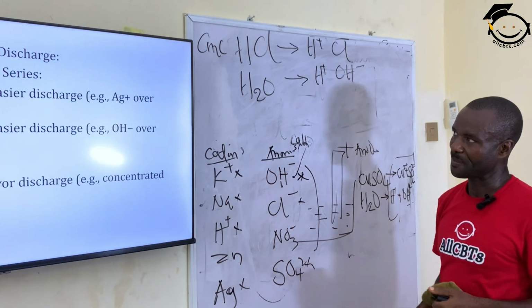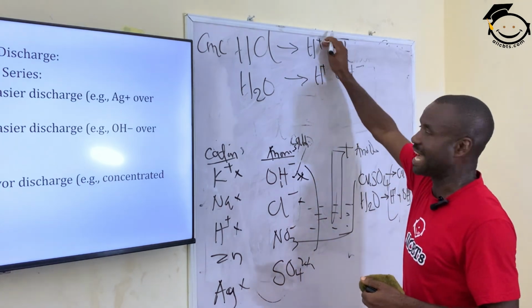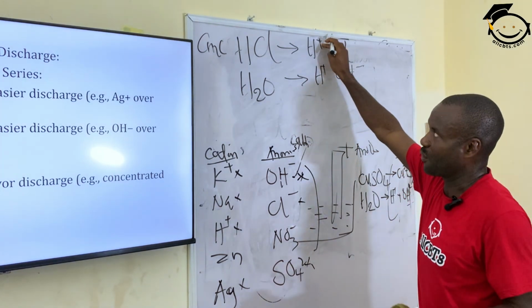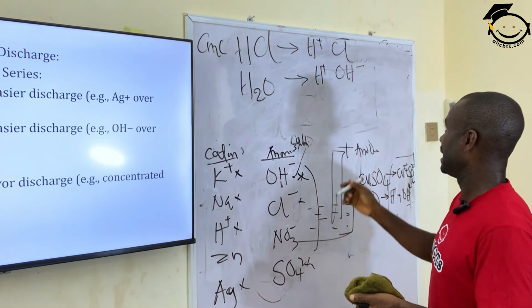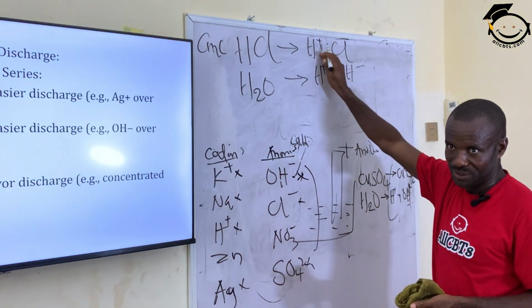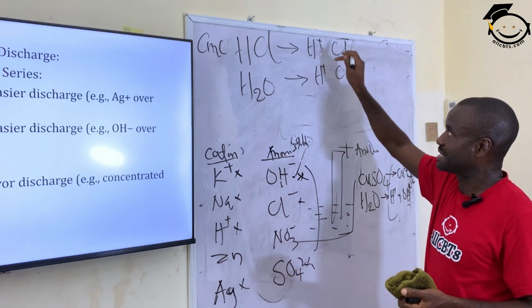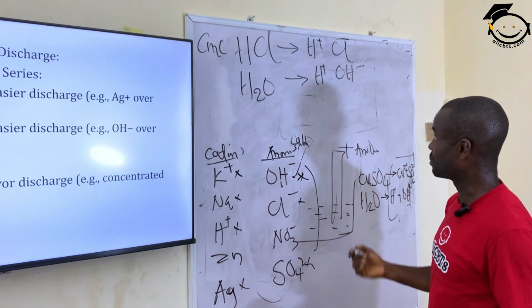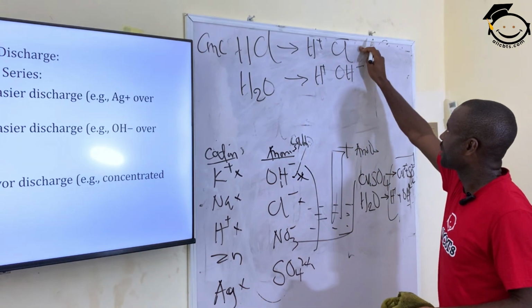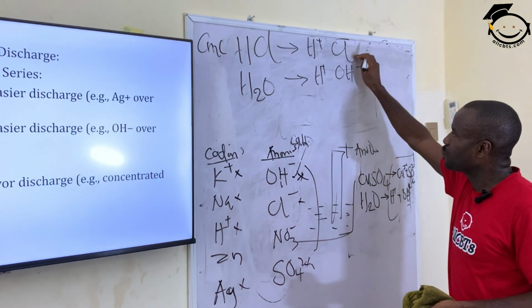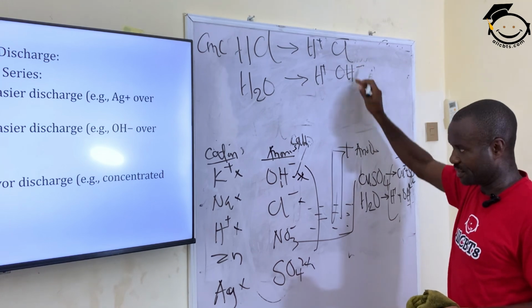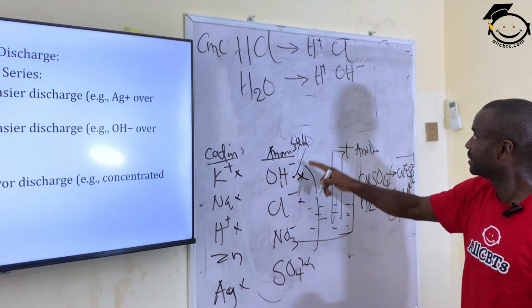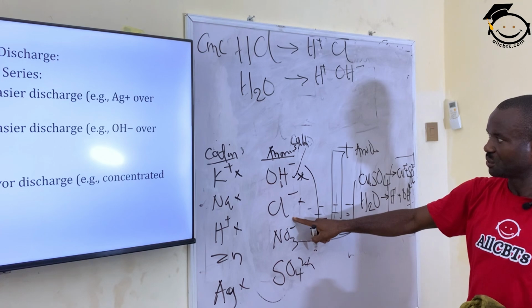Can you see? So this and this, they are the same thing. They are hydrogen ion. Of course, the two will go to the cathode. Since they are the same thing, hydrogen will be discharged. But for this, chloride and OH, which one will be preferred? These two are competing. Look at, for anion, OH and chloride. Which one will be preferred?